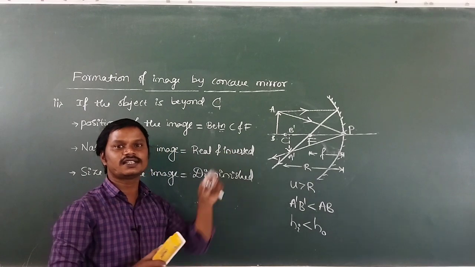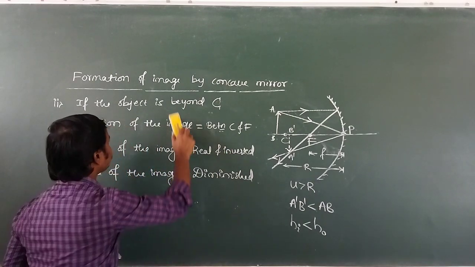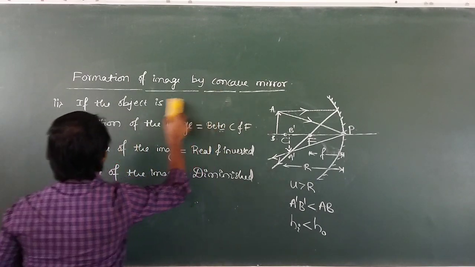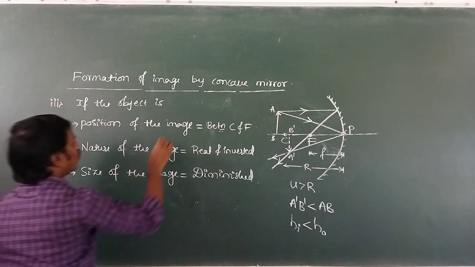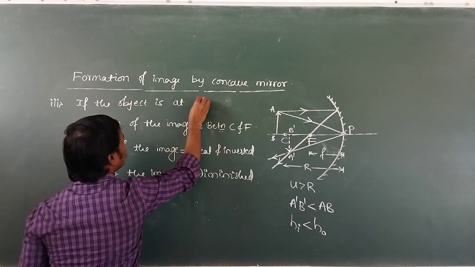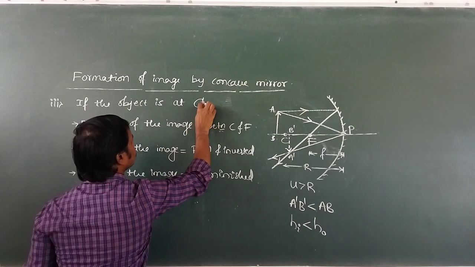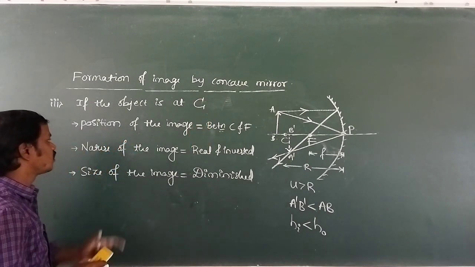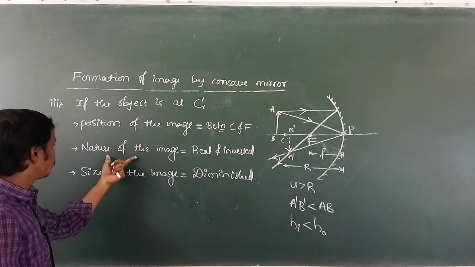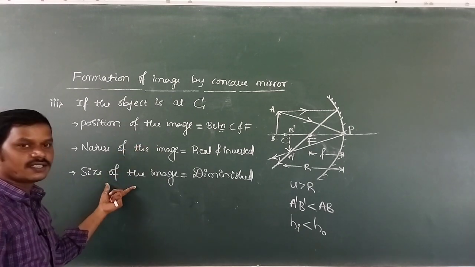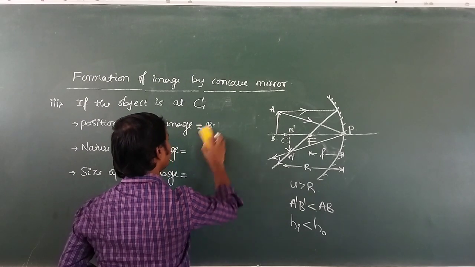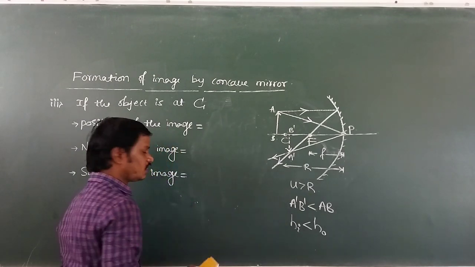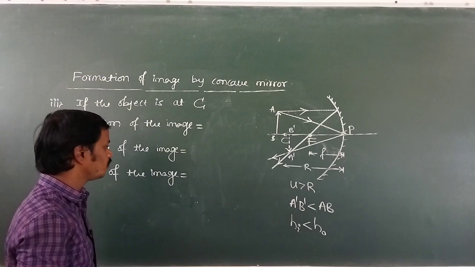Means object is at center of curvature. Third case, if object is at center of curvature, then what is the position of the image? What is the nature of the image? And also what is the size of the image? We have to find position of the image, we have to find nature of the image, and we have to find size of the image.